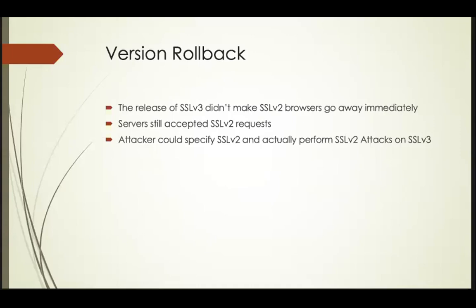Now, this is the first thing that you have to understand. Servers actually still accepted SSL version 2 requests, even though they had SSL version 3 now, which means that the attacker could specify SSL version 2 and actually perform SSL version 2 attacks on SSL version 3. Now, this is actually very bad. If you have SSL version 2 and TLS 1.3 on the same server, we can actually do the communication through SSL version 2. So this is why it is very bad to have it, even if you have the strongest cipher or protocol, okay?